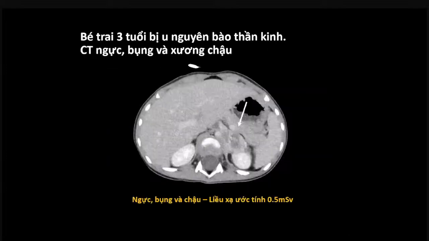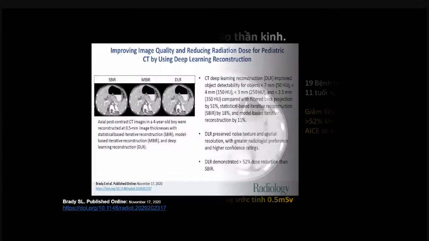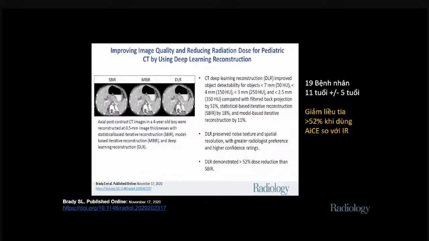What about in the body? Here's an example of a 3-year-old boy with a neuroblastoma. We did a CT scan of the thorax, abdomen, and pelvis, and the total dose was 0.5 millisievert. There have already been publications in radiology, for example, back in 2020, showing that there was 52% radiation dose reduction using AICE compared with iterative reconstruction.